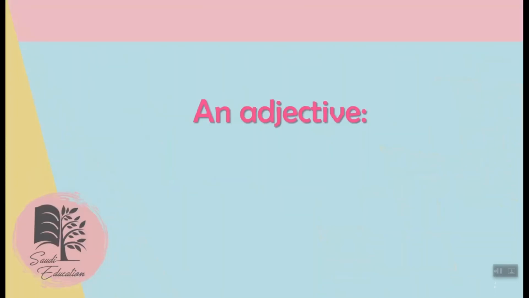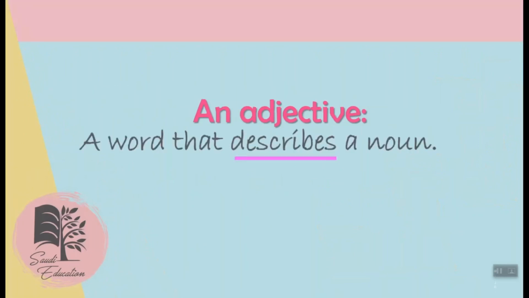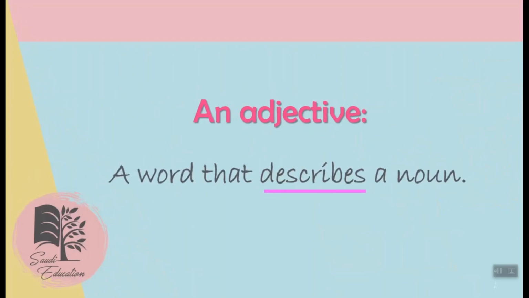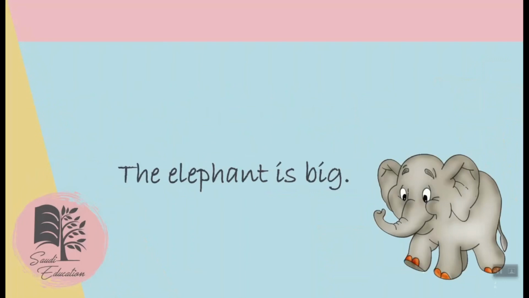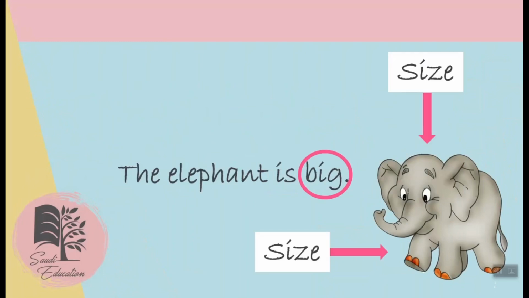Now before we start, I just want to remind you what an adjective is. An adjective is a word that describes a noun. Look at this example. The elephant is big. The word big is an adjective because it describes the size of the elephant.